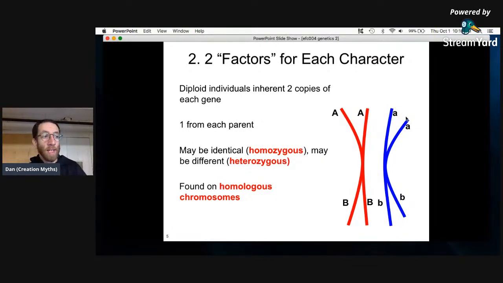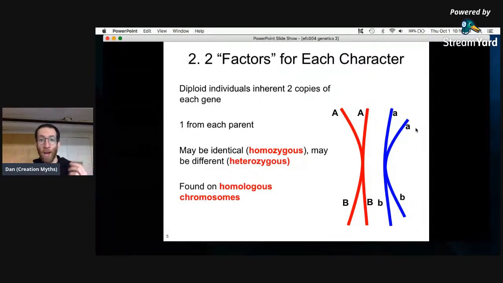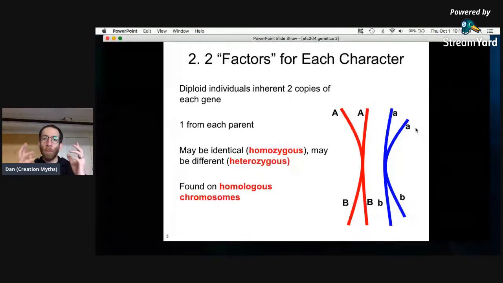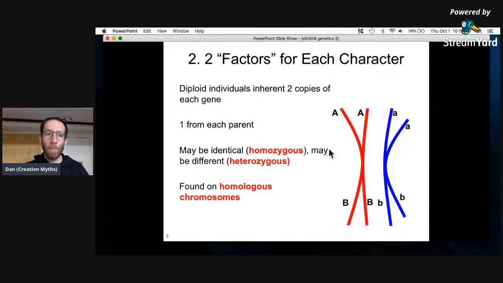So these chromosomes, one from mom, one from dad, that have the same genes, but not necessarily the same alleles, are called homologous chromosomes, or sometimes just homologs. For example, in the human genome, you've got chromosome 1 from mom, chromosome 1 from dad, chromosome 2 from mom, chromosome 2 from dad, all the way down the line. Those are homologous pairs of chromosomes. So this is a homologous pair.